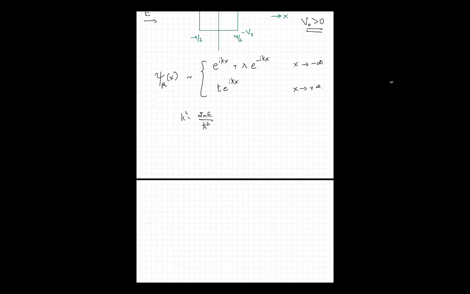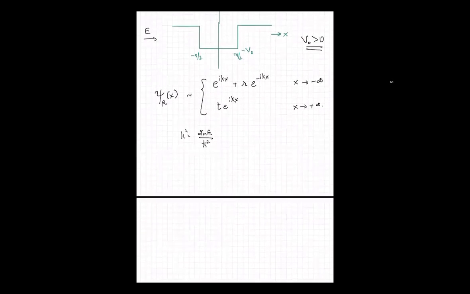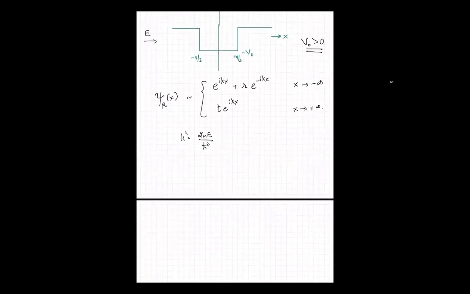In the limiting case, K goes to 0, my reflection coefficient should be 1. And in the case K goes to infinity, my transmission coefficient should be 1. My reflection should be 0. This is what I would logically expect from the problem. Okay, so how do you actually do the problem?